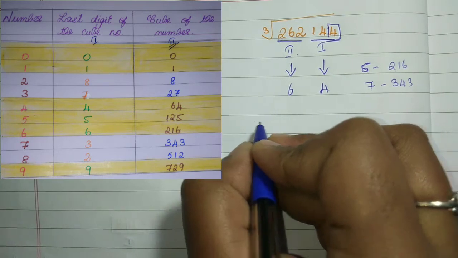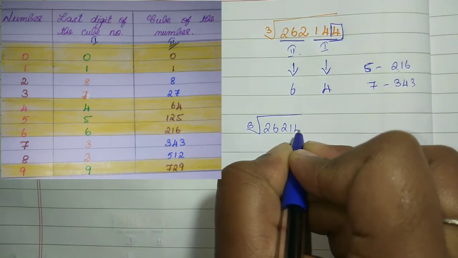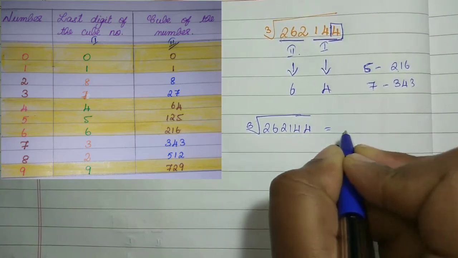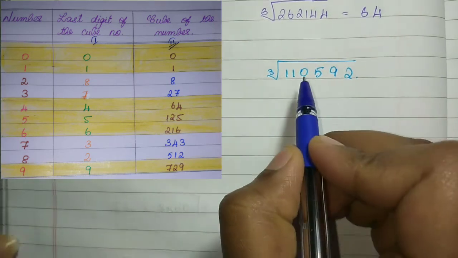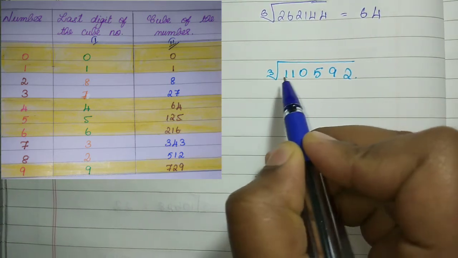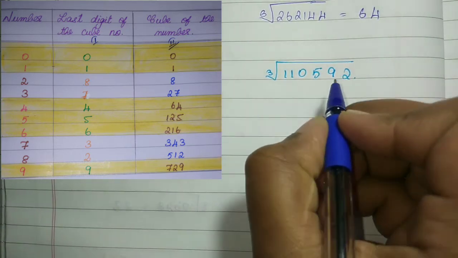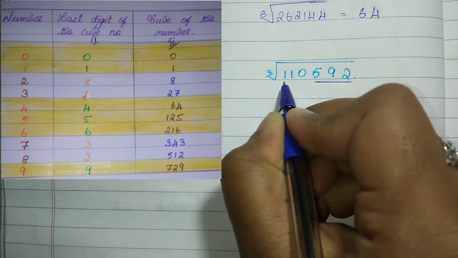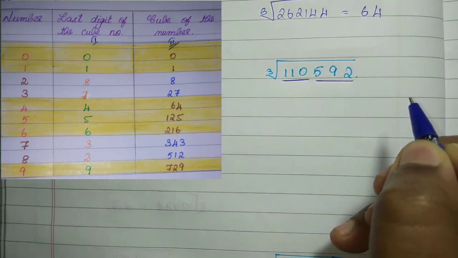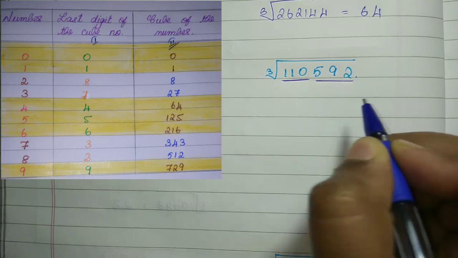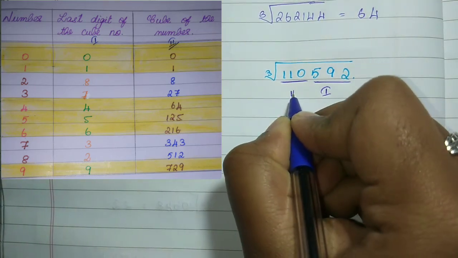So what will be my cube root? Cube root of 2,62,144 is equal to 64. This is my answer. So now again for a 6-digit number, cube root of 1,10,592. So now I have to pair it right from the last. If this is a cube number, then only we can find the cube root. If not, this trick will not be applicable. You have to remember that also. So let this be part 1 and let this be part 2.